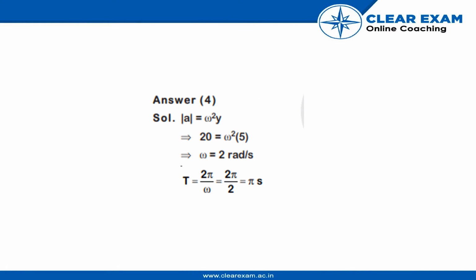So the formula for acceleration is omega square y, where omega is the rotational velocity and y is the distance from the mean position. And we can calculate from here the rotational velocity is 2 radian per second using this formula, and the formula for time is 2 pi by omega, that is 2 pi divided by the rotational velocity, which gives us the value of pi second. So the correct answer is the fourth option, that is pi second is the time taken by the pendulum to complete a round.